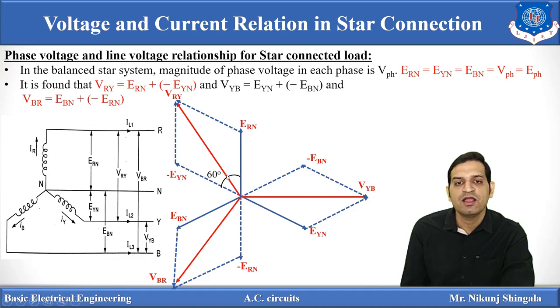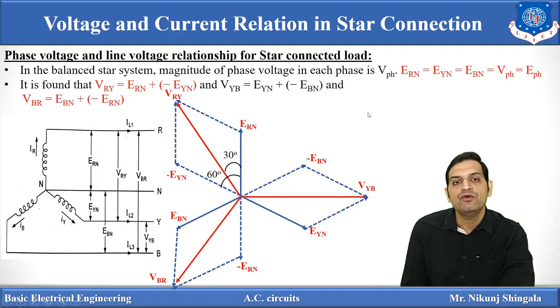So if this angle is 60 degrees, then the angle between V_RY and E_RN will be 30 degrees. So here we can see V_RY is a line voltage, and E_RN is a phase voltage. So line voltage is leading the phase voltage by 30 degrees. Or we can say for a star connection system, phase voltage lags the line voltage by 30 degrees, because phase angle is also always measured in the anti-clockwise direction.